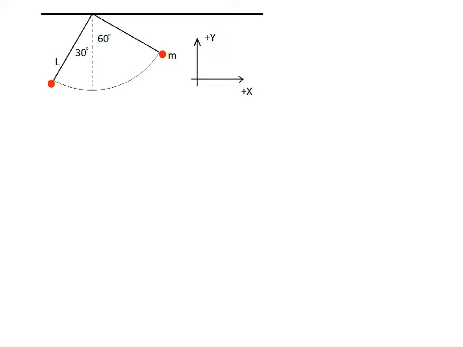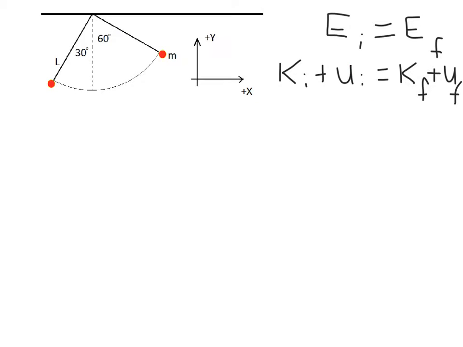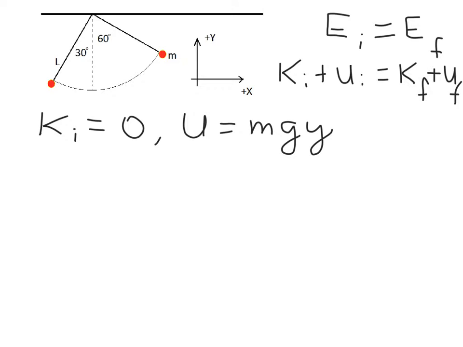Alright, let's try and solve this problem. So we are going to use energy conservation, which tells us that E initial equals E final. We consider the two kinds of energy, kinetic energy and potential energy, and so we have K initial plus U initial equals K final plus U final. Now we know that the initial kinetic energy is 0 because it starts from rest, and we know that the type of potential energy is gravitational potential energy. The form of the gravitational potential energy is mgy.